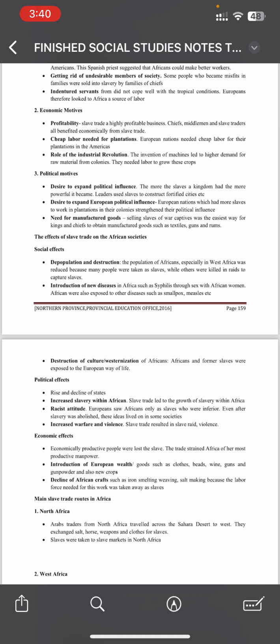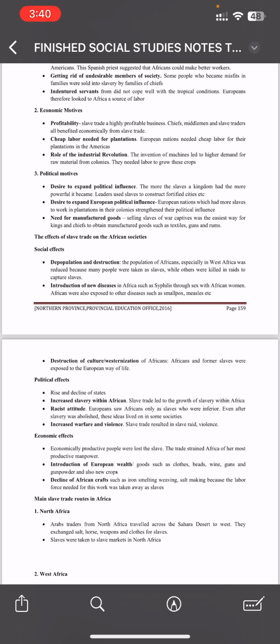Number one, depopulation and destruction. This is exactly what I'm talking about. The population would reduce because many people were taken as slaves and others were killed due to slave capture. If you try to run away whilst they are capturing slaves, they'll just kill you because you're trying to make their work difficult. Introduction of new diseases.